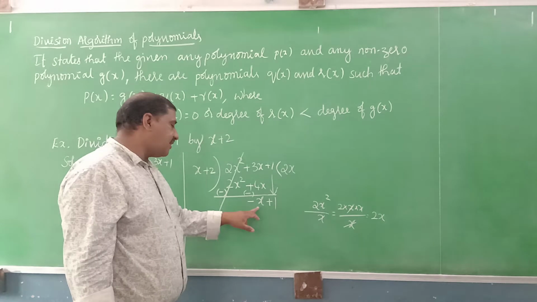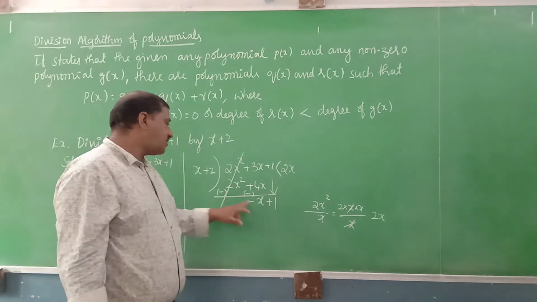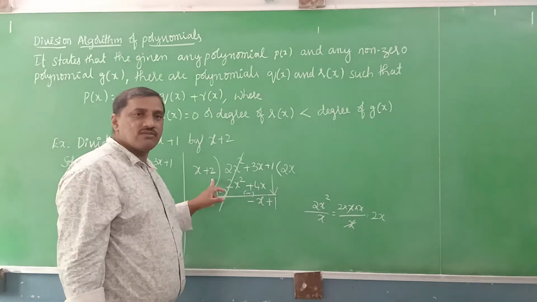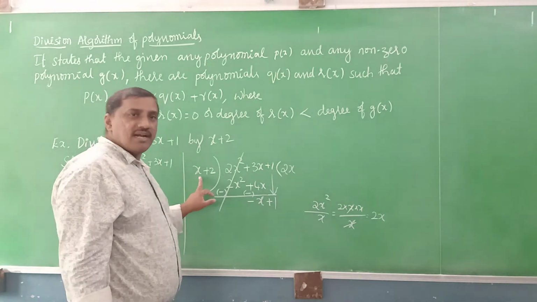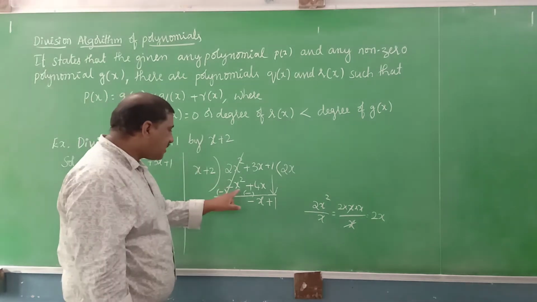Observe whether the degree is less than the divisor's degree or not. What is the degree of this polynomial? It is 1. Always this degree should be less than the degree of the divisor, or it may be 0. Now again let's continue the third step.